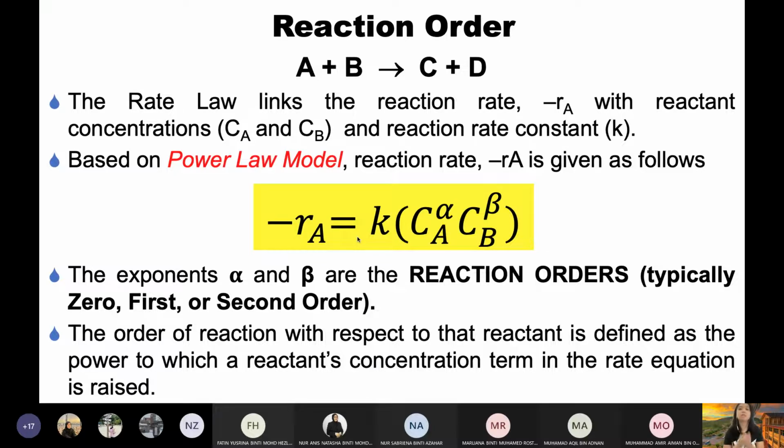Maksudnya, katakan untuk tindak balas A dengan B ni untuk menghasilkan produk, mungkin mekanisme dia A tu kena pecah dulu baru bertindak balas dengan B. Ataupun possible B tu pula yang kena pecah dulu baru bertindak balas dengan A. Ataupun possible juga A dan B kena combine dulu baru bertindak balas dengan B. Ataupun 2B kena combine dulu baru bertindak balas dengan A. So rate law ni akan berdasarkan, kan kamu faham, kalau ada banyak mekanisme, technically rate law boleh kira berdasarkan banyak mekanisme kan.